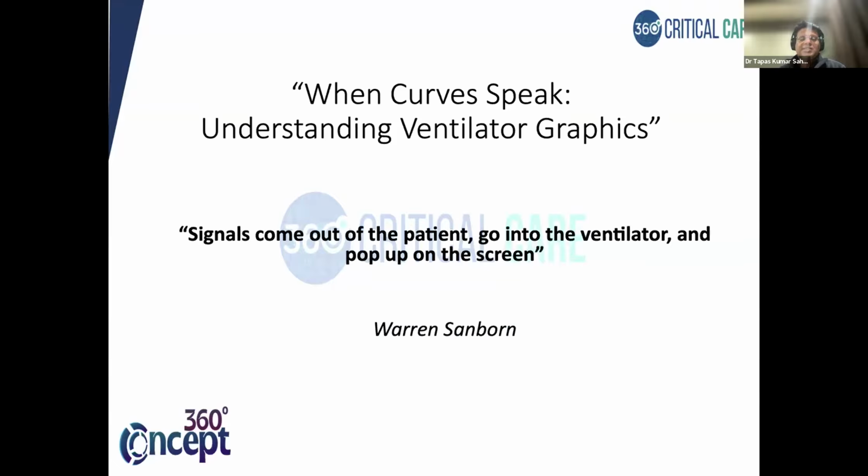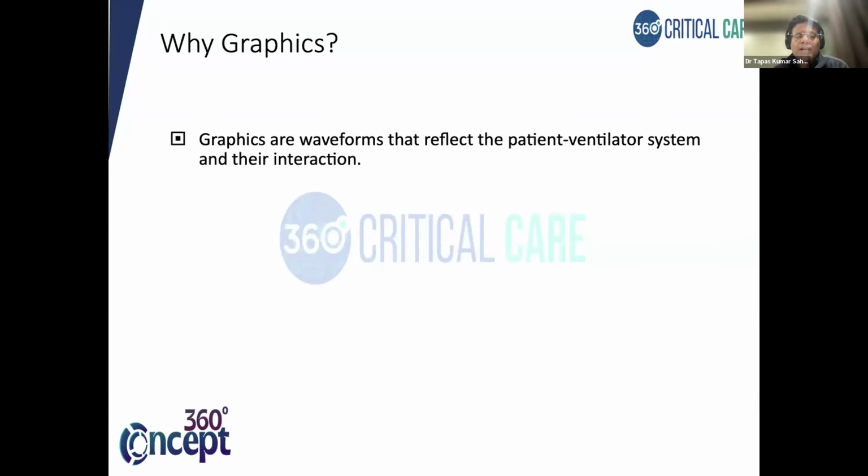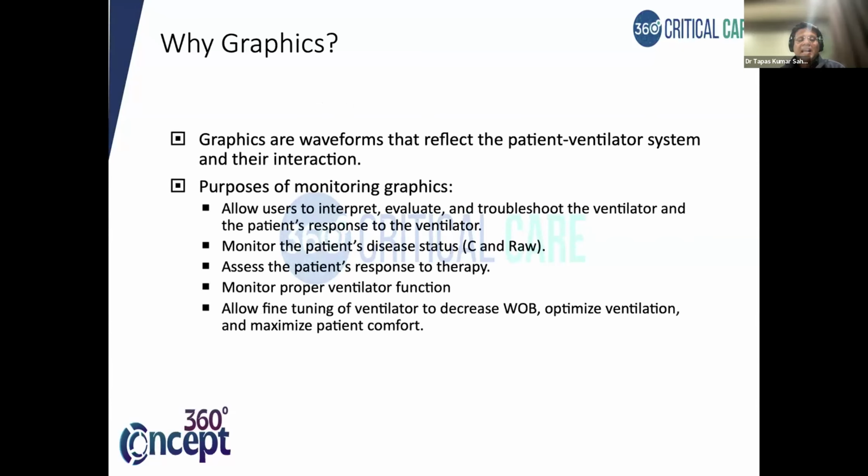This is one of the quotes that I just found from the literature, that ventilator graphics are nothing but the signals coming out of the patient, going into the ventilator and popping up on the screen. This is by Warren Sanborn, and this is so appropriate in our day-to-day clinical practice. Now, why are graphics important? Graphics are waveforms that reflect the patient-ventilator system and their interaction. Simple.